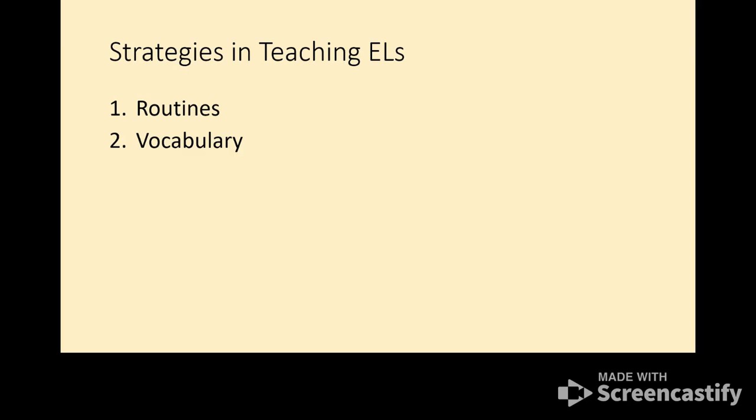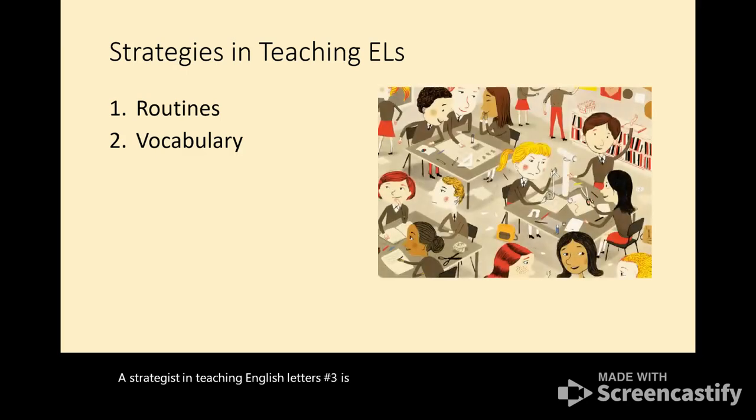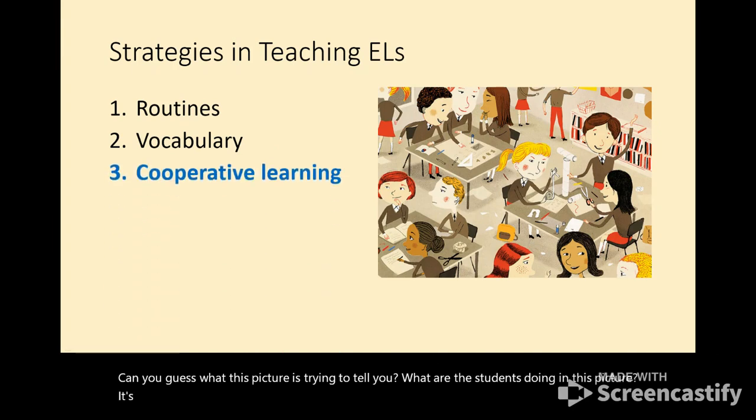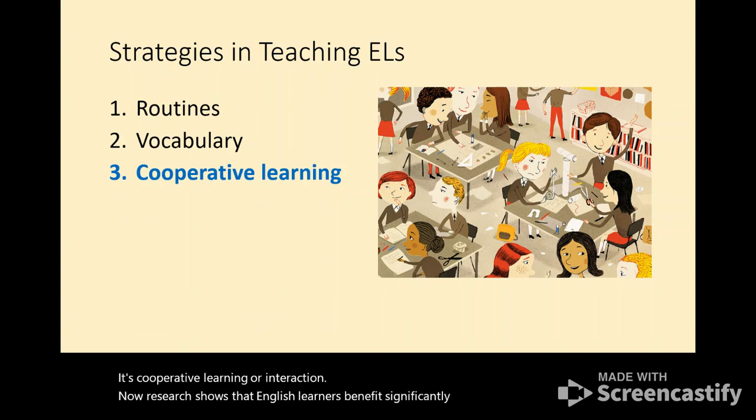The strategies in teaching English learners. Number 3 is this. Can you guess what this picture is trying to tell you? What are the students doing in this picture? It's cooperative learning or interaction. Now, research shows that English learners benefit significantly from working in groups or in pairs.